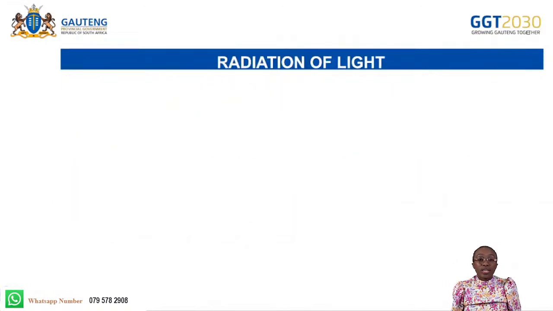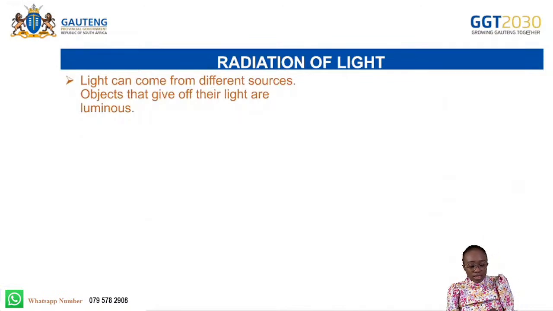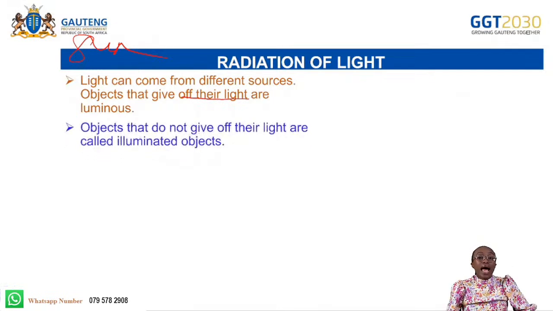Now, let's talk radiation of light, which is the first half of our subtopic. Remember, our subtopic is radiation of light and visible spectrum of light. So we're starting off with radiation of light. Light can come from different sources. From our baseline activity, we've already established that the main source of light is the sun, but light can also come from other sources, and these different sources can be objects that give off their light, and we call these objects luminous because they are emitting light.